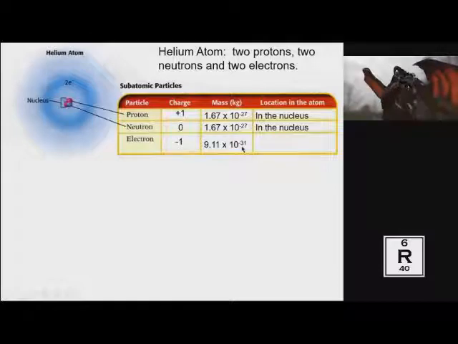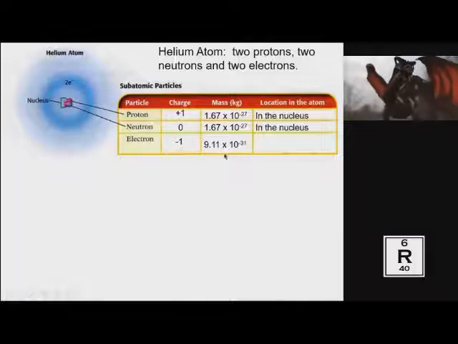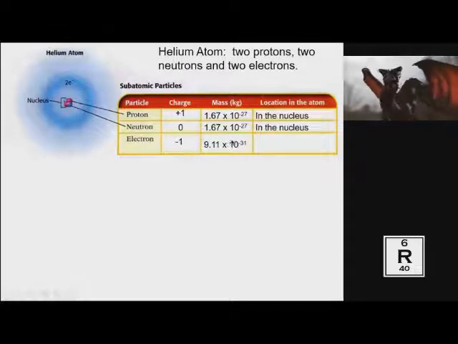So that's almost a thousandth. If you take a proton and divide it up into 1,000 equal pieces, that's roughly the mass of an electron. Roughly, I mean, that's 9, so not quite, almost 1,000.